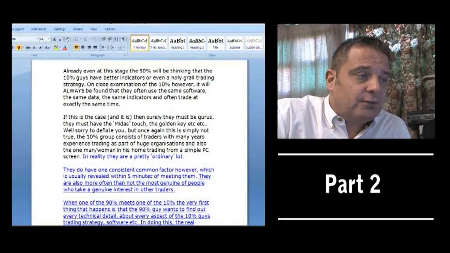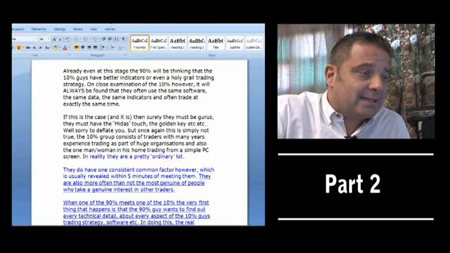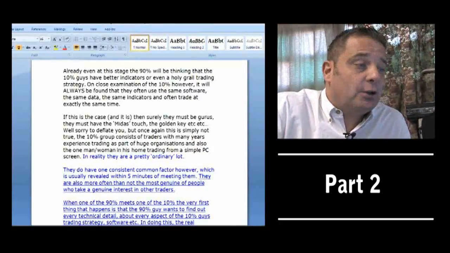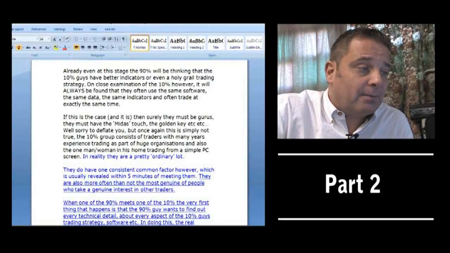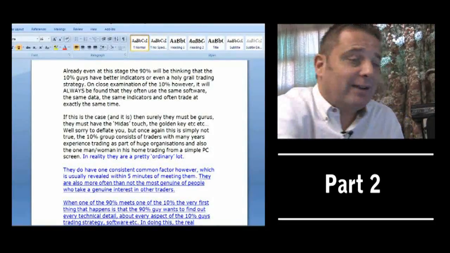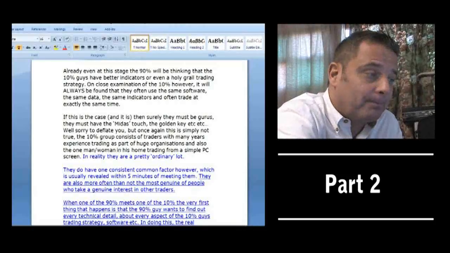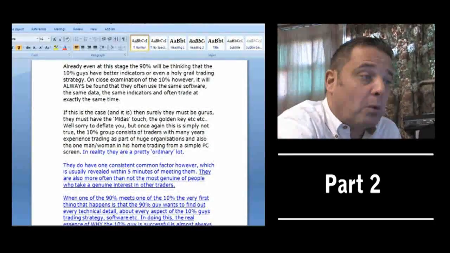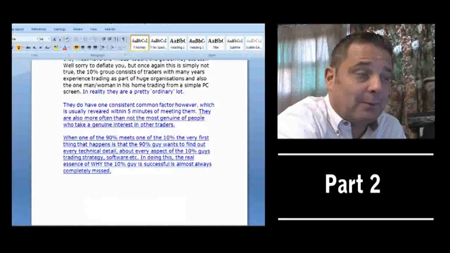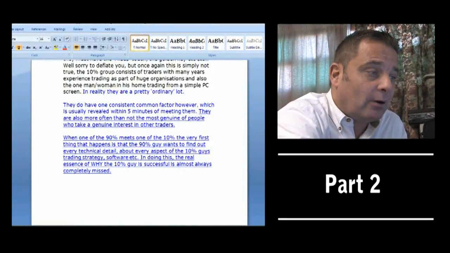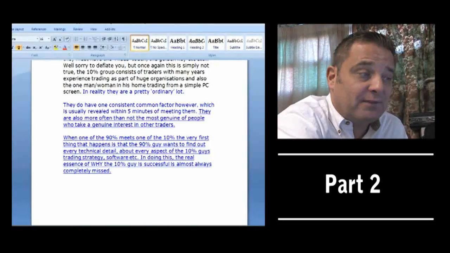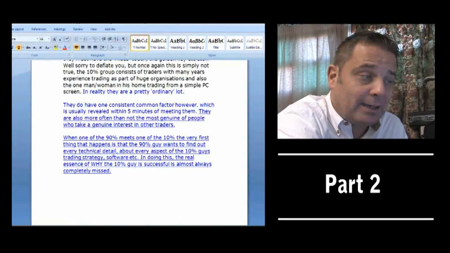The 10% group of consistent traders include those with many years' experience trading as part of huge organisations, and also the one-man or woman in his or her home trading from a simple PC screen. In reality, they're a pretty ordinary lot. They do have one consistent common factor, however, which is usually revealed within 5 minutes of meeting them. They are also, more often than not, the most genuine of people who take a genuine interest in other traders.